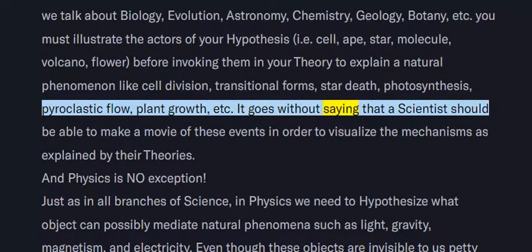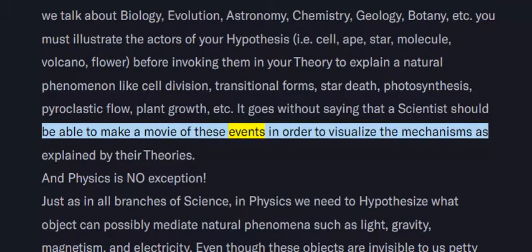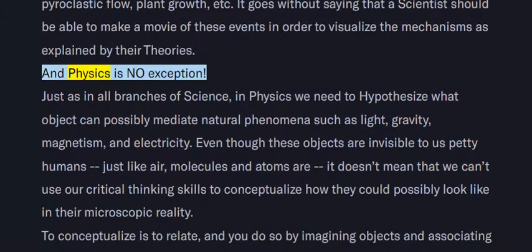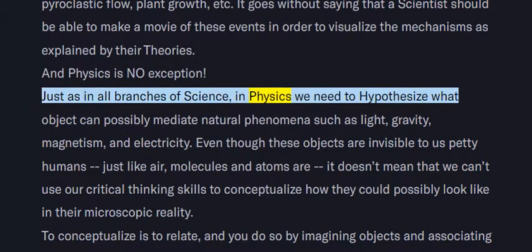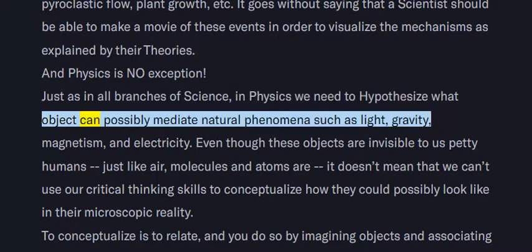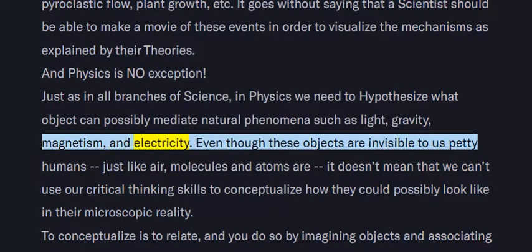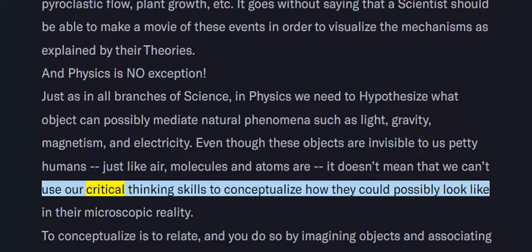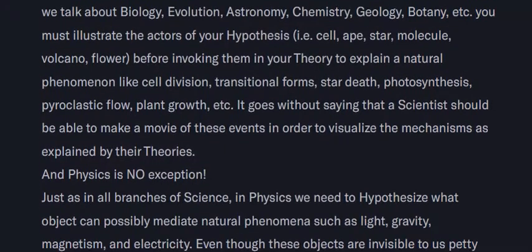It goes without saying that a scientist should be able to make a movie of these events in order to visualize the mechanisms as explained by their theories. And physics is no exception. Just as in all branches of science, in physics, we need to hypothesize what object can possibly mediate natural phenomena such as light, gravity, magnetism, and electricity. Even though these objects are invisible to us petty humans, just like air, molecules, and atoms are, it doesn't mean that we can't use our critical thinking skills to conceptualize how they could possibly look like in their microscopic reality.